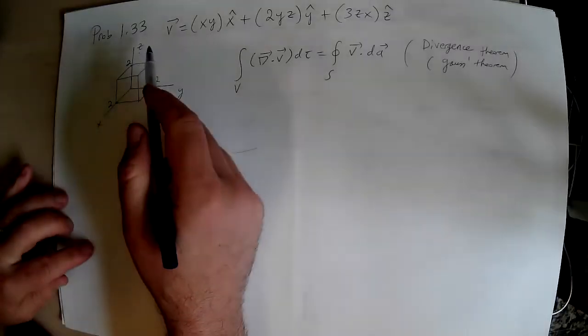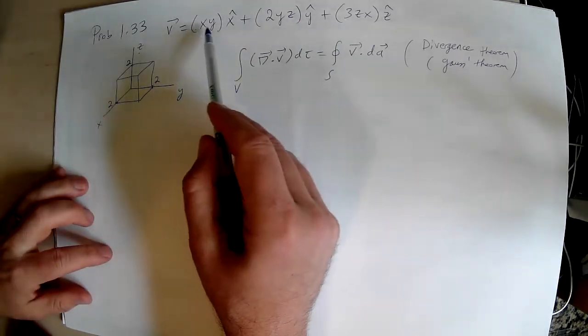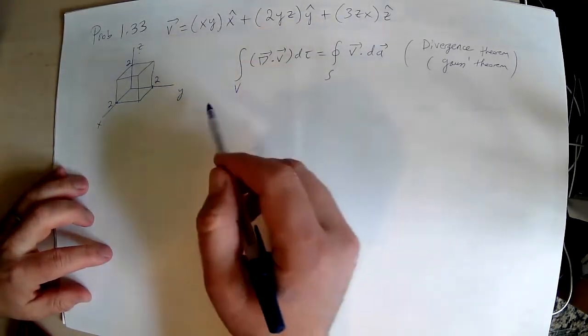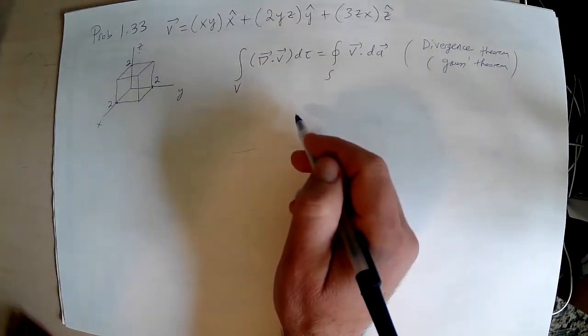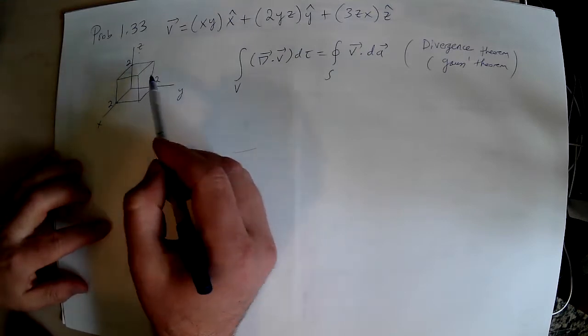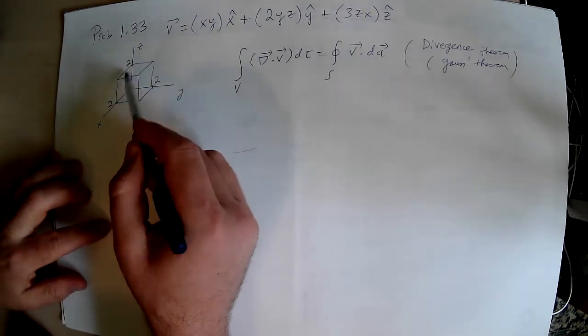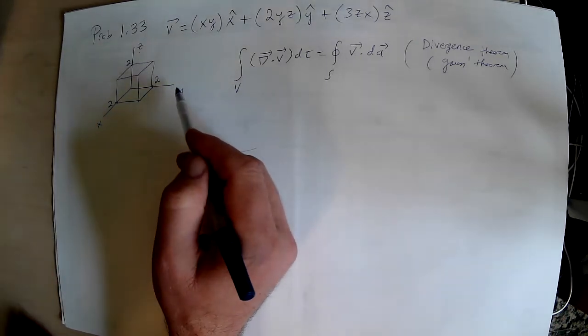We are solving 1.33 in Griffith Electrodynamics. This is the vector function. We will verify the divergence theorem, or Gauss's theorem. So we have a cube, one corner at the origin. Each side is 2 units.